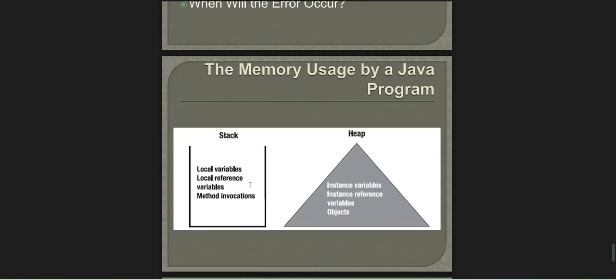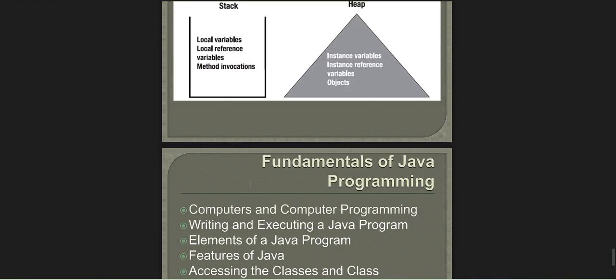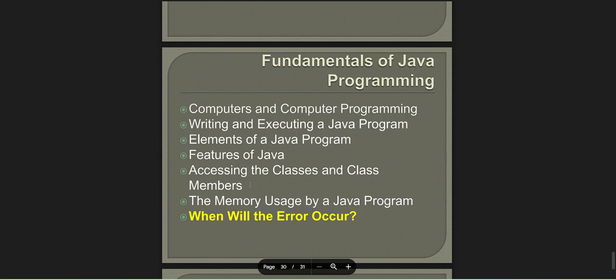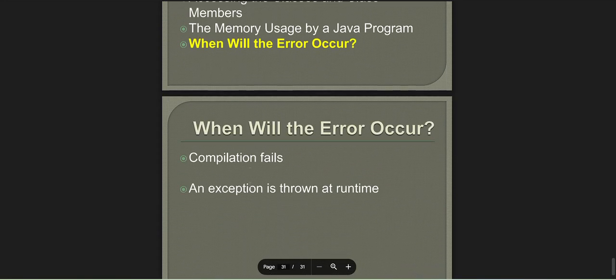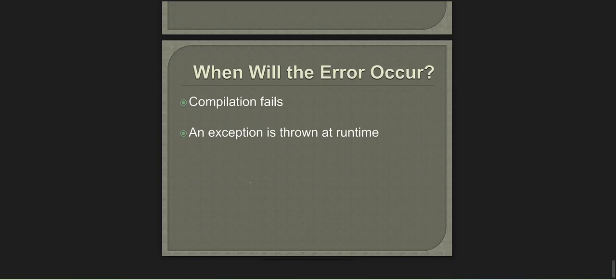Fundamentals of the Java programming, computer and memory used by the Java program: stack, local variable, local reference, method invocation, instance variable, instance reference variable, object. When will an error occur? Compilation fails, and exceptions are thrown at runtime.